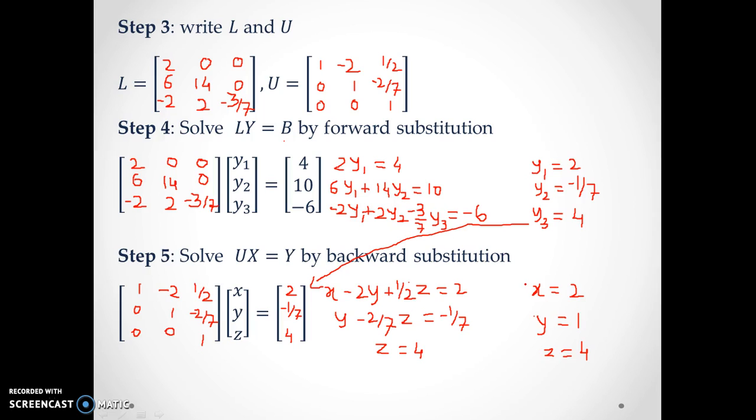So finally what we have here is we have the solution now. The solution matrix x, y, z, and the solution is 2, 1, 4.